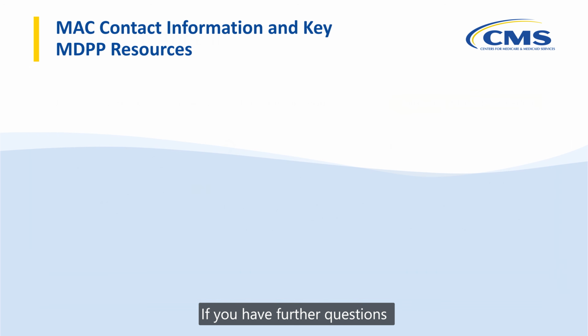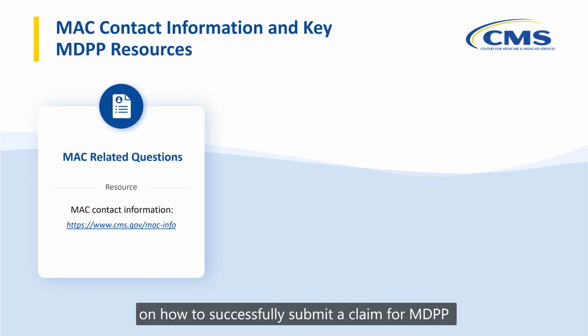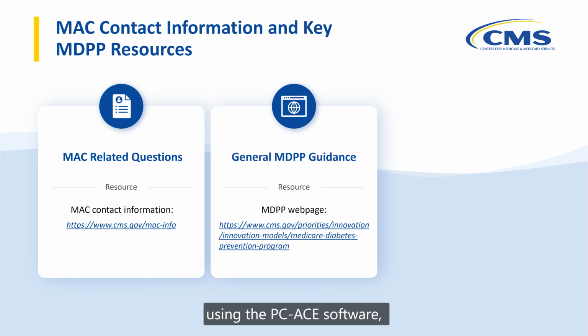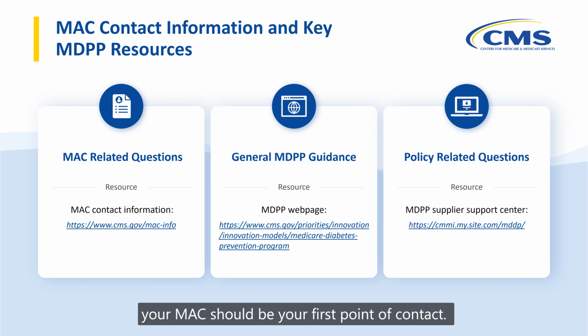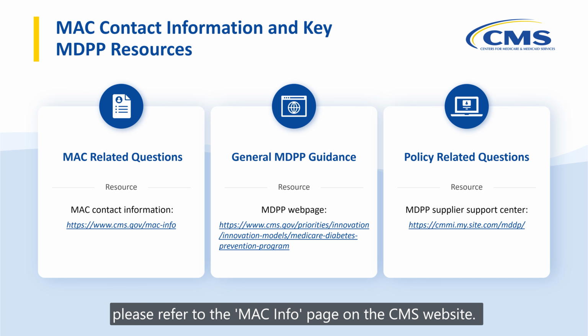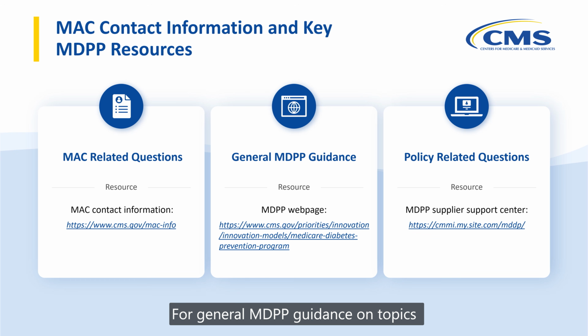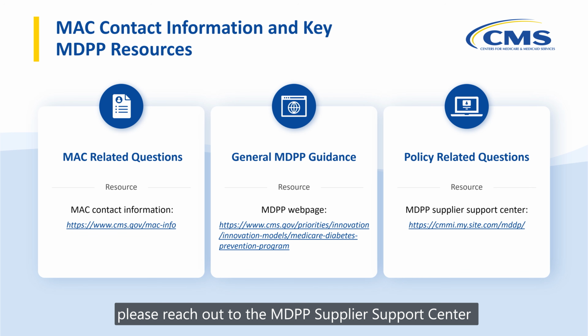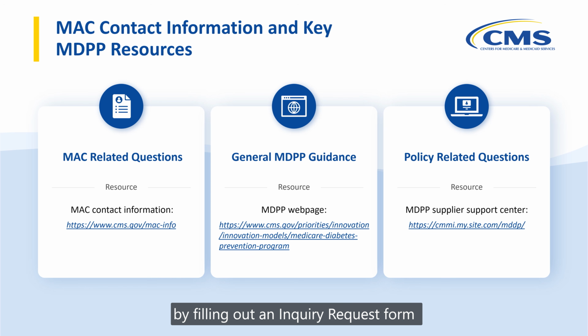If you have further questions on how to successfully submit a claim for MDPP using the PCA software, your MAC should be your first point of contact. If you are unsure of how to get in touch with your MAC, please refer to the MAC info page on the CMS website. For general MDPP guidance on topics including but not limited to claim submission, please visit the CMS MDPP webpage. For policy-related inquiries, please reach out to the MDPP Supplier Support Center by filling out an inquiry request form at the MDPP page.